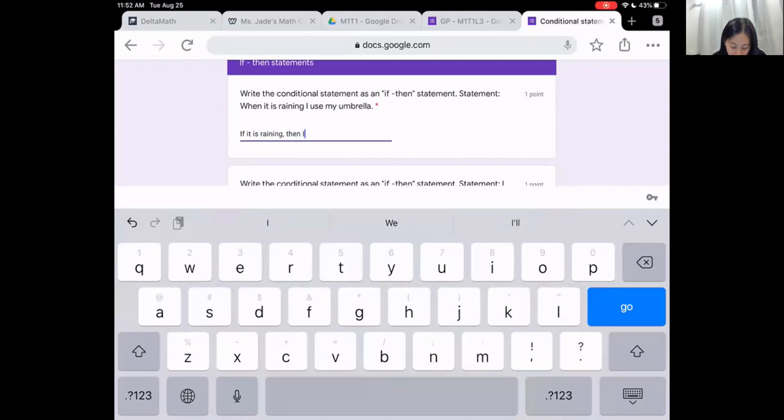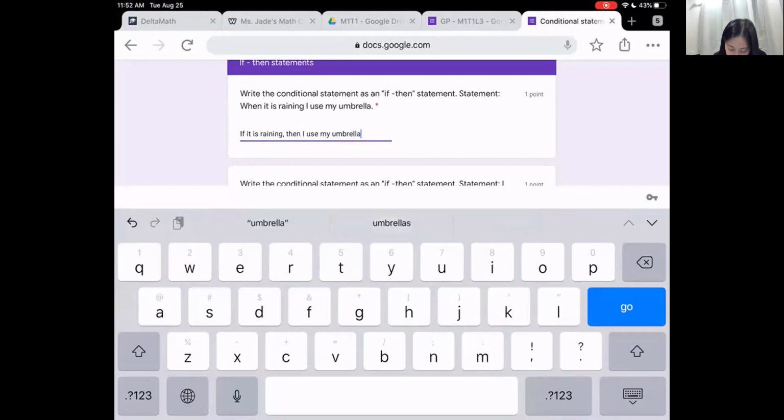Then I use my umbrella. I'll give you guys some time to type it. I think you guys have to type it very specifically with the comma after raining, okay? So I think Google Sheets or Google Forms will not let you submit it if you don't have the comma. I also don't know if it's case sensitive, so I would like you to use capital I for if, okay? And capital I for I use my umbrella. So capital I for if it is raining, comma, then capital I use my umbrella.